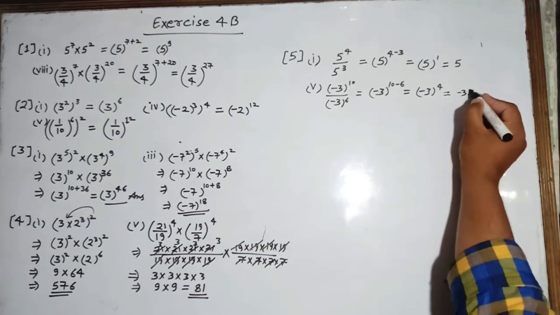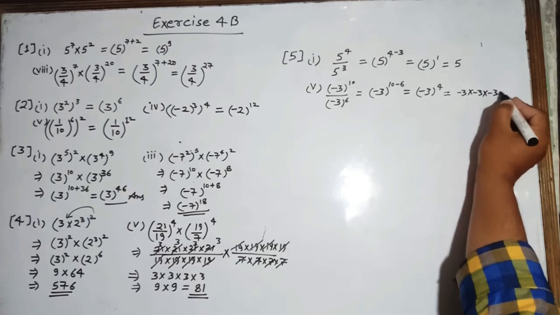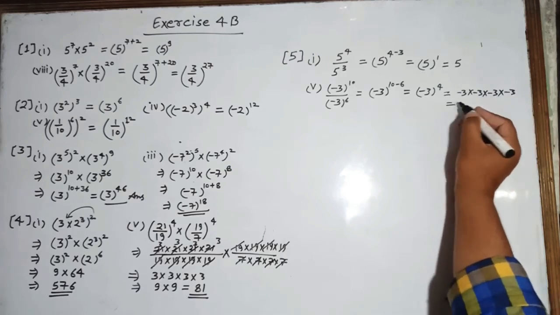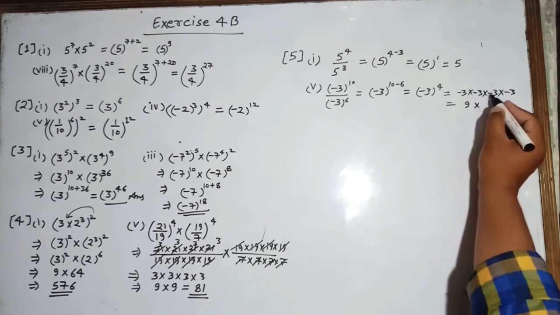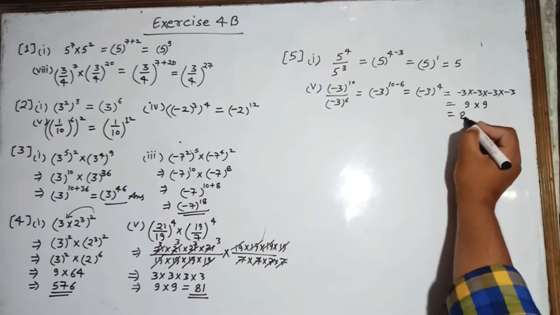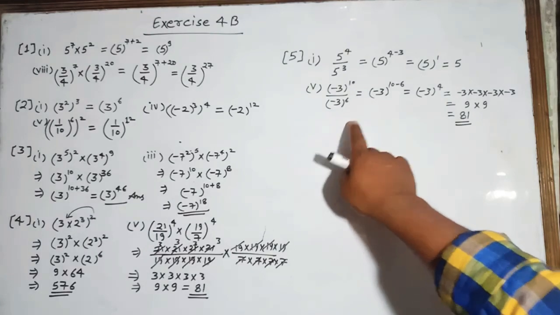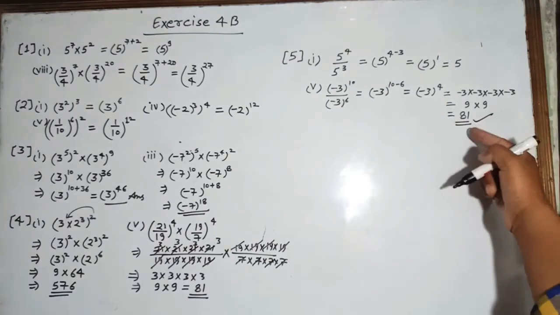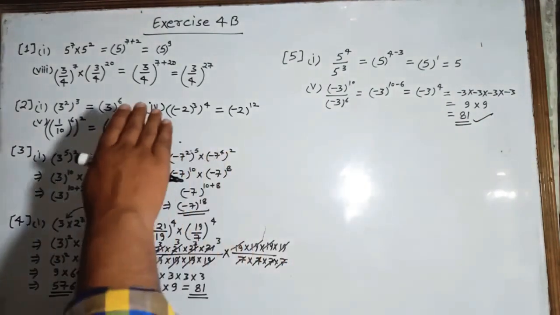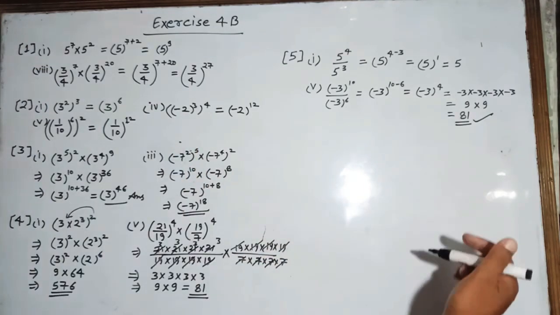So minus 3 into minus 3 into minus 3 into minus 3 we will do, it will be equal to 3 3 ja 9, 3 3 ja 9. So 9 9 ja 81. 81 will be our answer. Whenever it is mentioned in the question to simplify, you will find out the exact value. You can't write it there in exponent form.